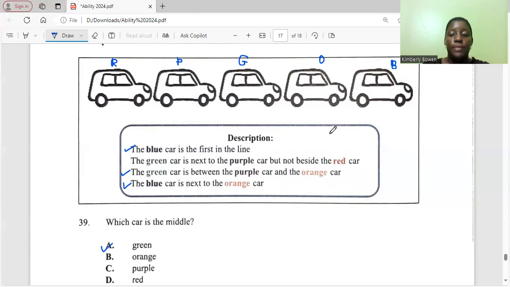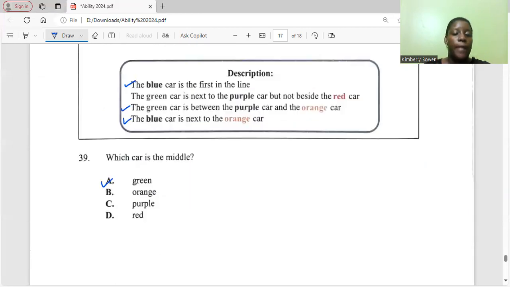Let me just check. So the blue car is first in line. That's correct. The green car is next to the purple car, but not beside the red car. And the green car is between the purple car and the orange car. And the blue car is next to the orange car. Very good. So that's correct.